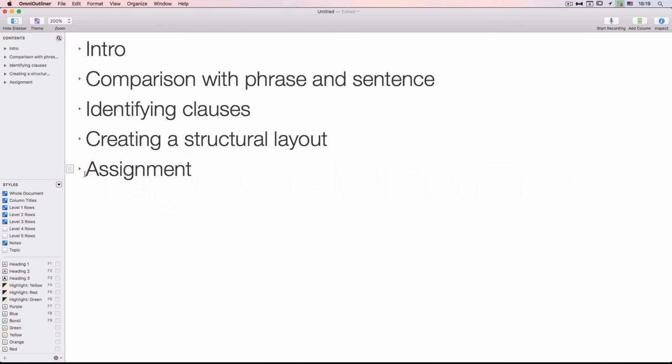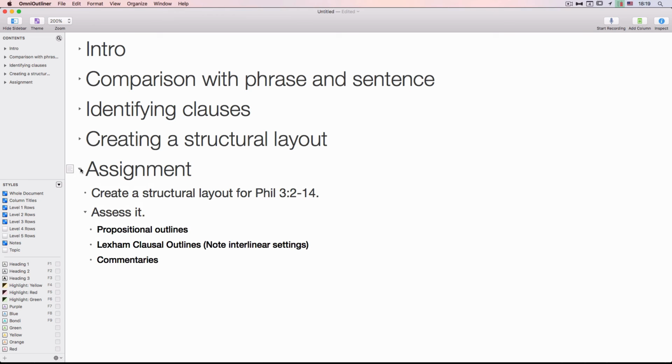Now, the particular assignment that you have to work on relates to a particular passage in Philippians, Philippians chapter 3, verses 2 through 14. And there's 2 basic parts to this assignment. The first thing to do is to create a structural layout for that passage based upon what you've learned here and the reading you've done for the class, and do it all on your own. You'll submit that, and that'll be part of the assignment.